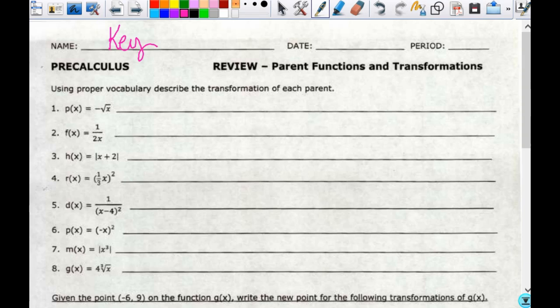So p of x equals negative square root of x. So this is the square root function. This negative inside of it is a change of y, not a change of x. So if we're going to change the sign on y, then this is a reflection across the x-axis. Okay, changing y is going to reflect it across the x-axis.